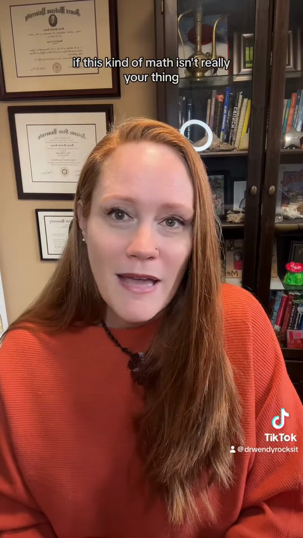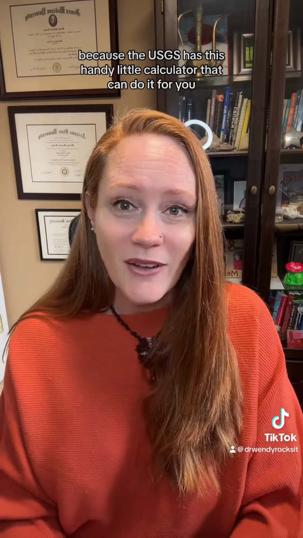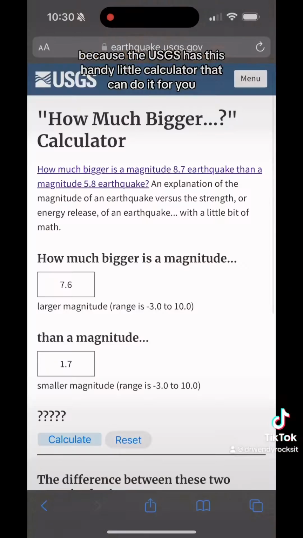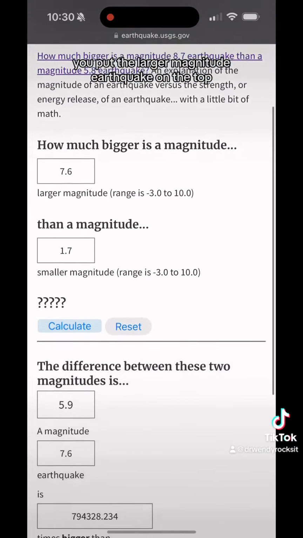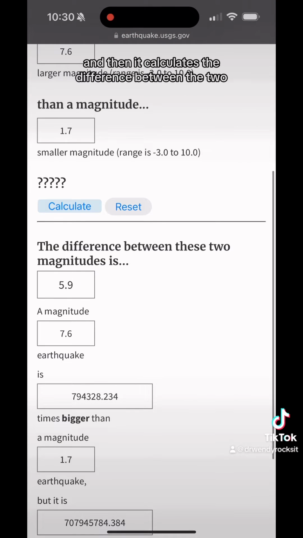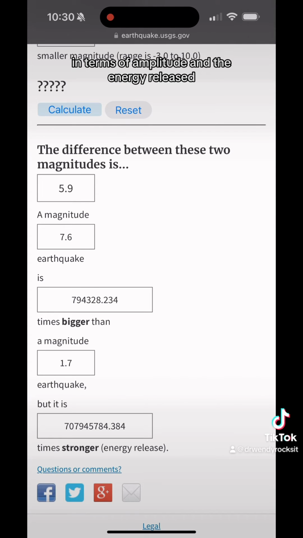If this kind of math isn't really your thing, you are in luck because the USGS has this handy little calculator that can do it for you. In this how much bigger calculator, you put the larger magnitude earthquake on the top, the smaller on the bottom, and then it calculates the difference between the two in terms of amplitude and the energy released.